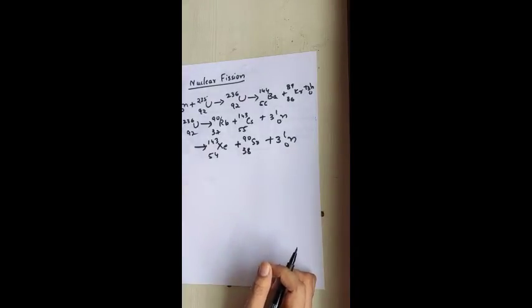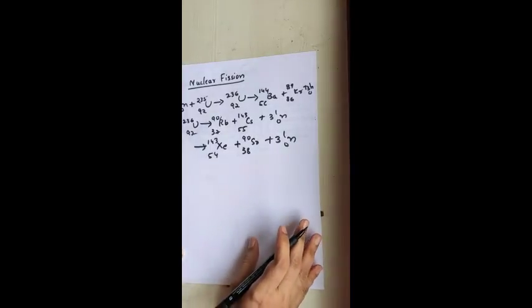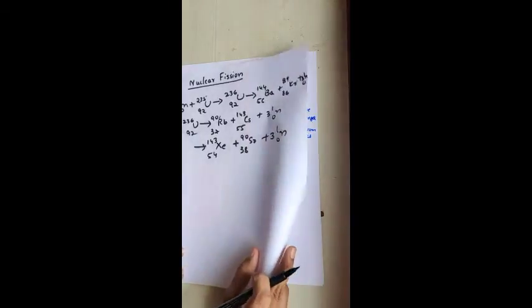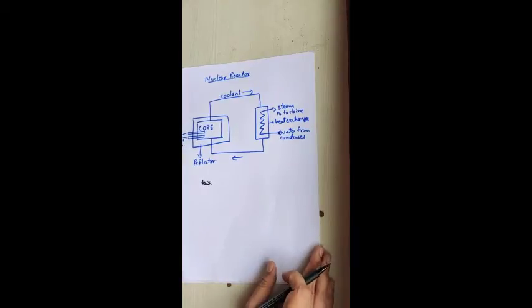Where is this nuclear fission used? Nuclear fission is the basic principle of nuclear reactors, which are used to produce electricity. Next, moving on to nuclear reactors. The basic principle of the nuclear reactor, as I told, is nuclear fission.